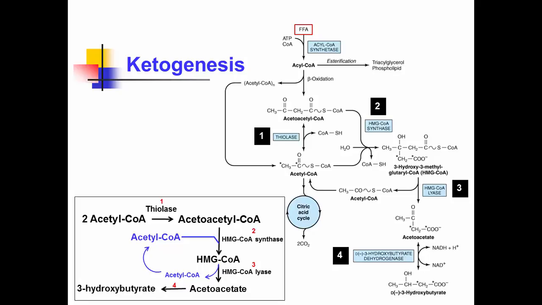And acetoacetate can be converted to beta hydroxybutyrate, and an enzyme called dehydrogenase can catalyze this conversion.